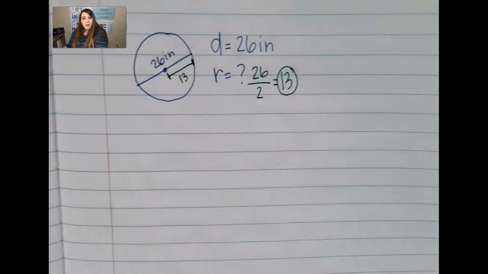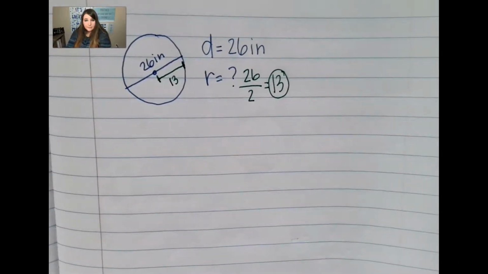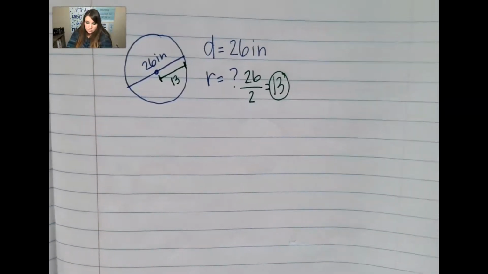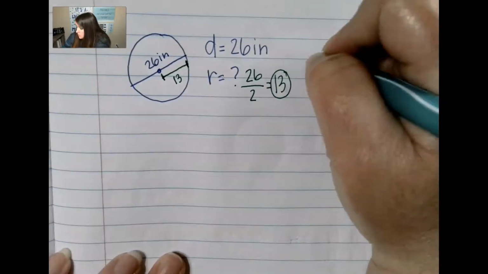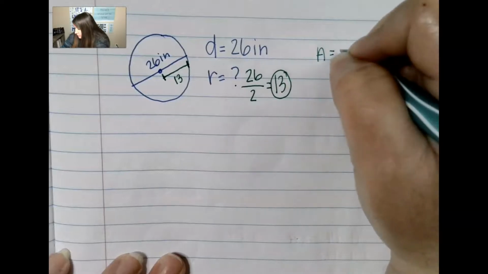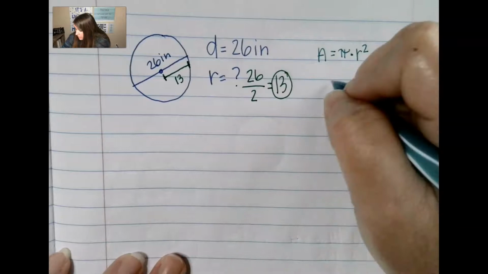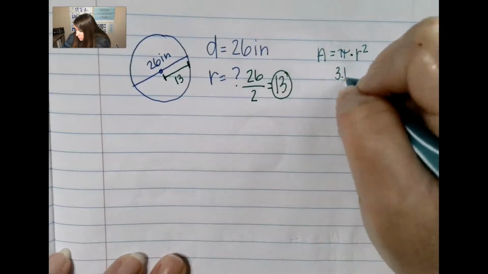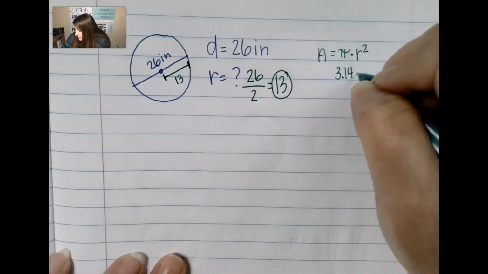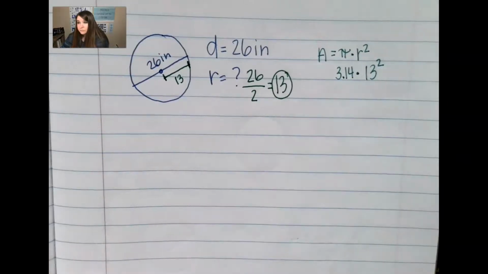So now I am ready to solve using pi. All right, so I'm going to take area. Area equals pi times r squared. And so I'm going to use 3.14 times 13 squared.